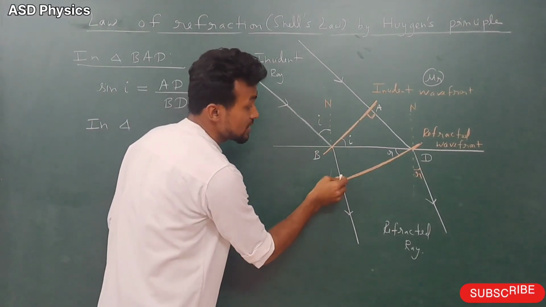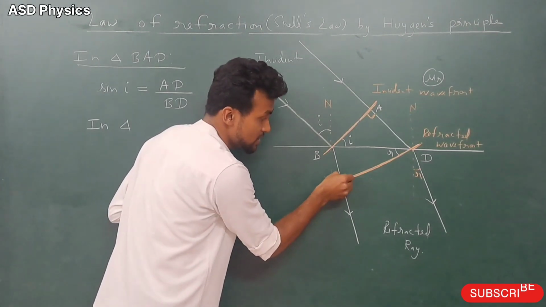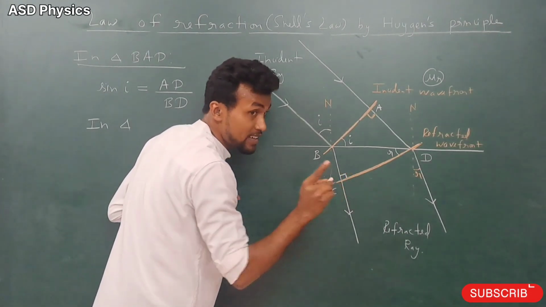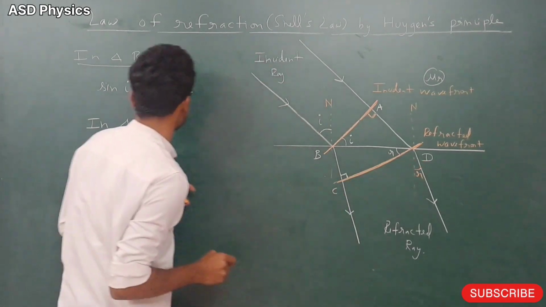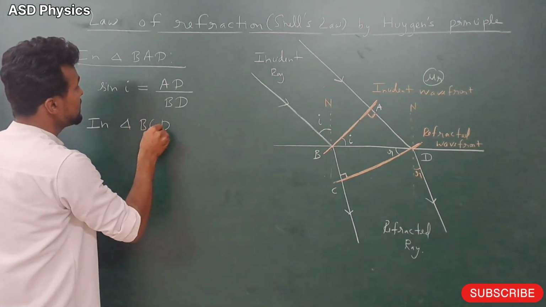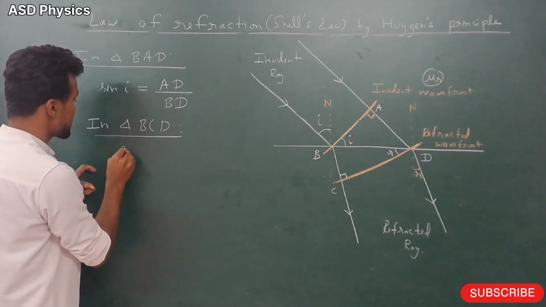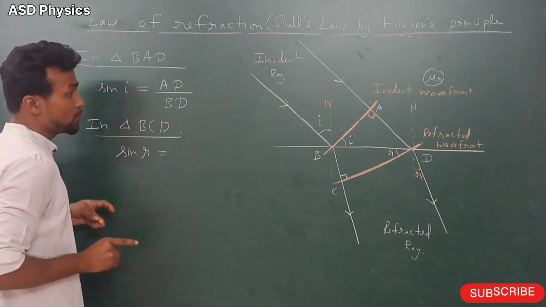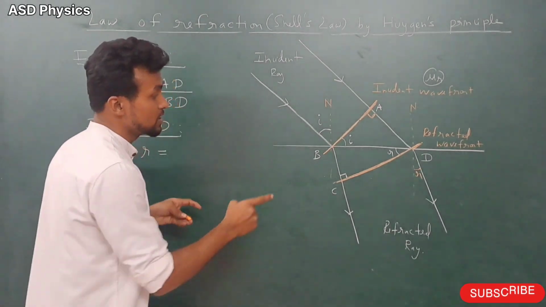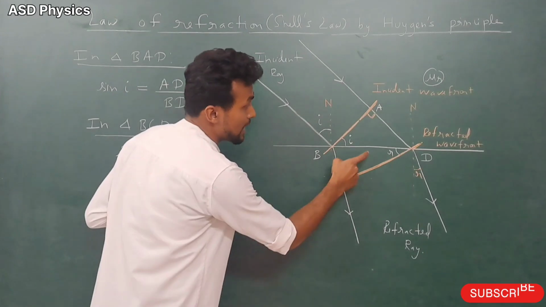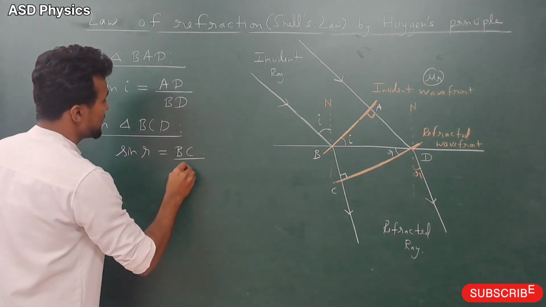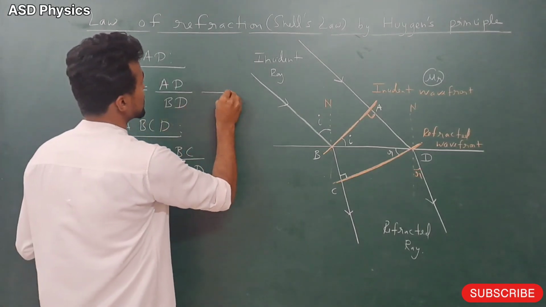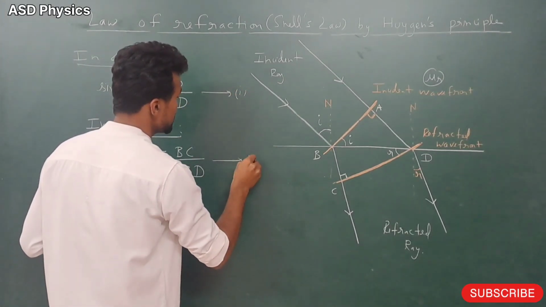Next one, in triangle. Now think about this triangle. Again this angle how much here? The ray and the wavefront, how much angle? 90 degrees. Okay. So again I am writing the triangle BCD. So in triangle BCD, again let's write sin R. Sin R how much here? Again opposite by hypotenuse. So opposite here BC, hypotenuse BD. So we'll write here BC by BD. Okay, this is equation 1 and this is equation 2.